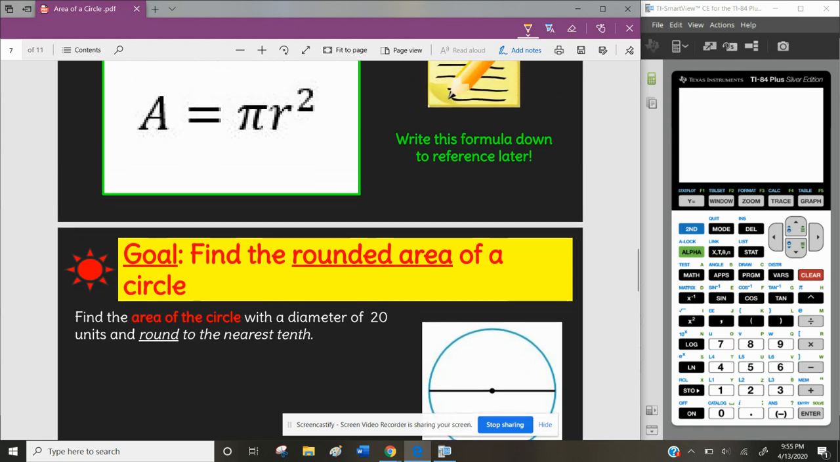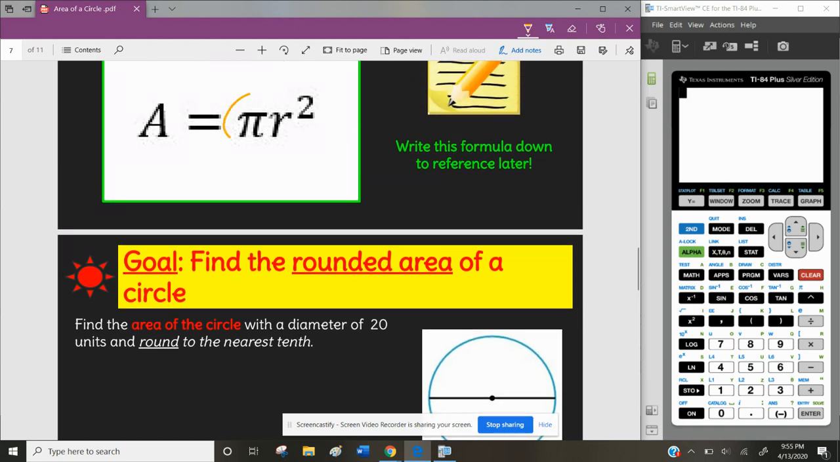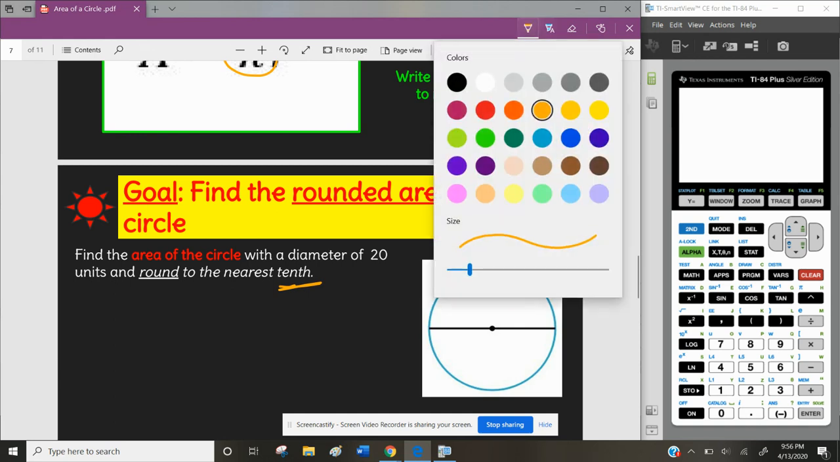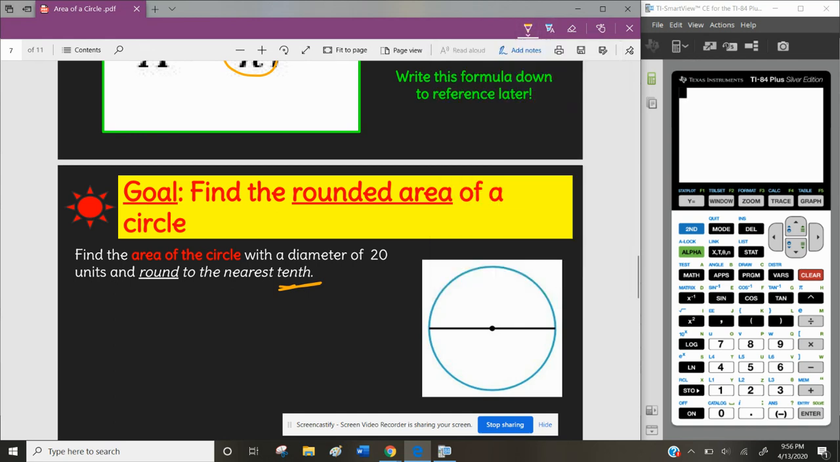So in our formula, A equals pi r squared, the pi part is irrational, meaning it will continue on unless we round it. So we're going to round our answer here to the nearest tenths. We'd have to tell you where we want to round, or where the problem that you're solving wants you to round to. So find the area of the circle with a diameter of 20.